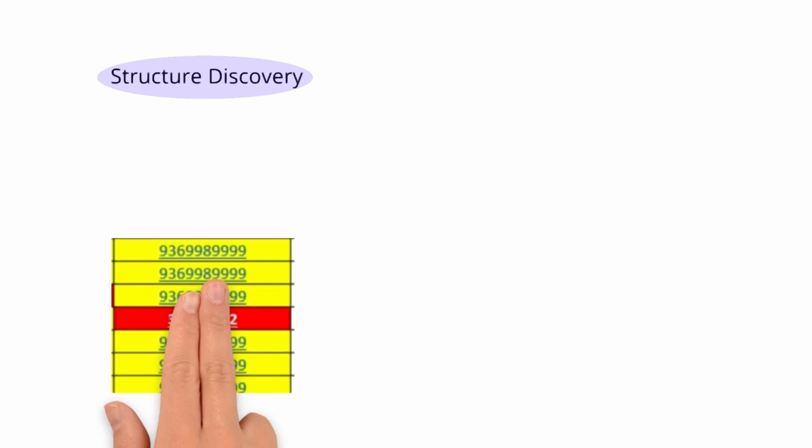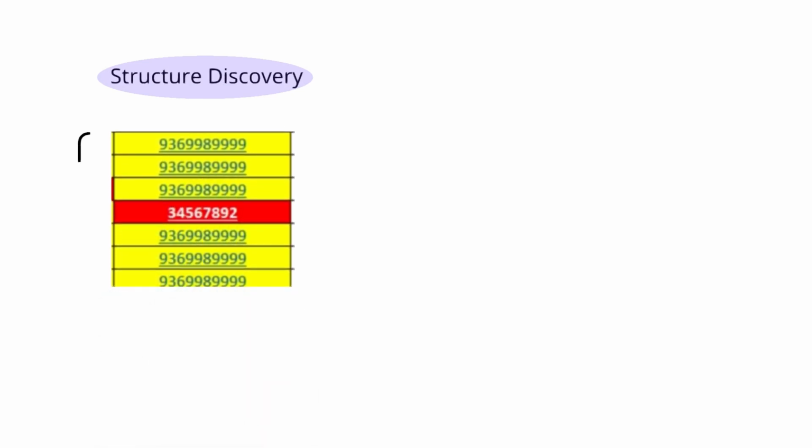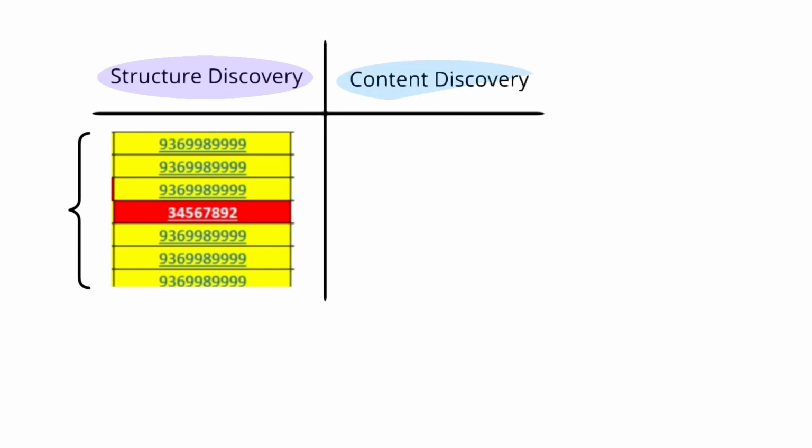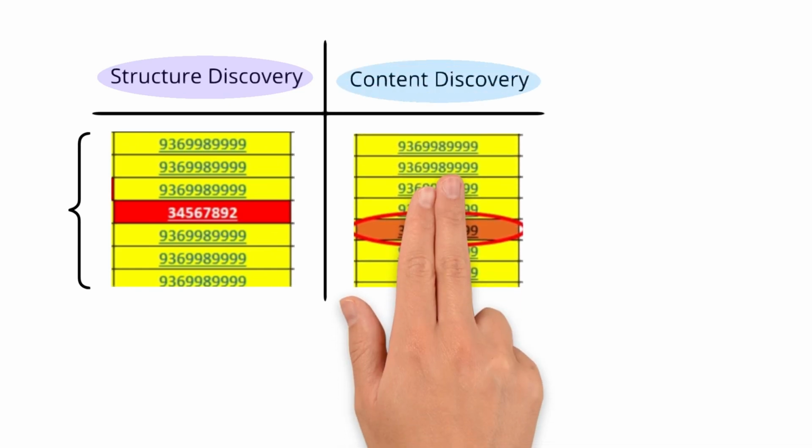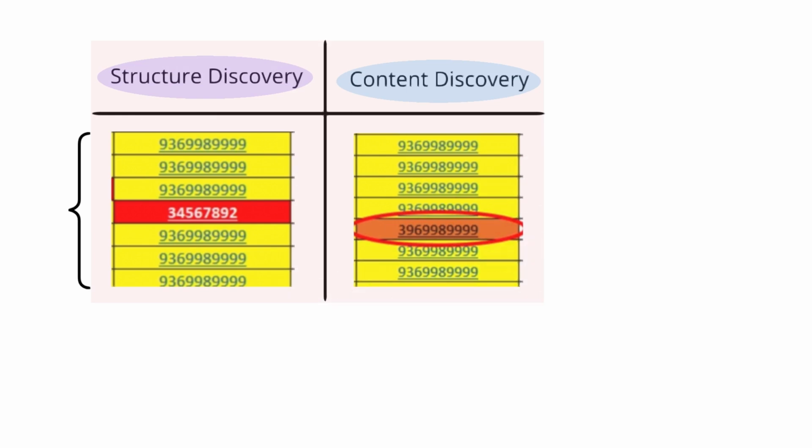Earlier, in structure discovery, what did it identify? It caught the phone numbers with fewer digits, meaning there it tried to match the pattern. While in content discovery, it has identified invalid data. That's the difference between these two.